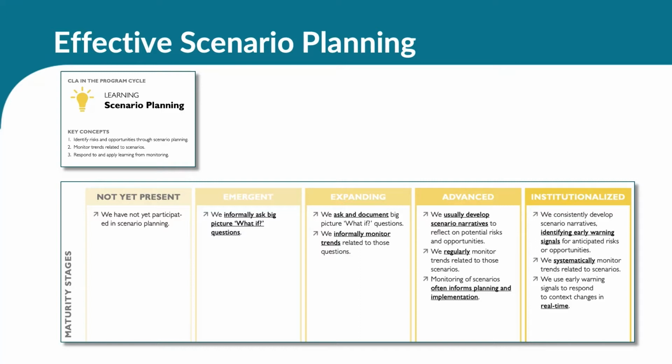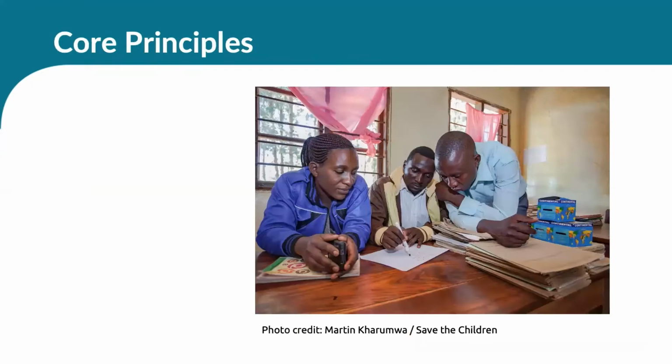The characteristics of effective scenario planning, which apply across all maturity stages, include identifying and anticipating factors outside of your control that may impact your work. These factors could be political, social stability, public health, economic conditions, or others. They also include developing alternate scenarios and monitoring trends related to these scenarios, and using early warning signals to respond to context changes in real time based on prior planning. As with any systematic, intentional, and resourced adaptive management approach, the important thing is to be thoughtful about how you are working as a team for better results.